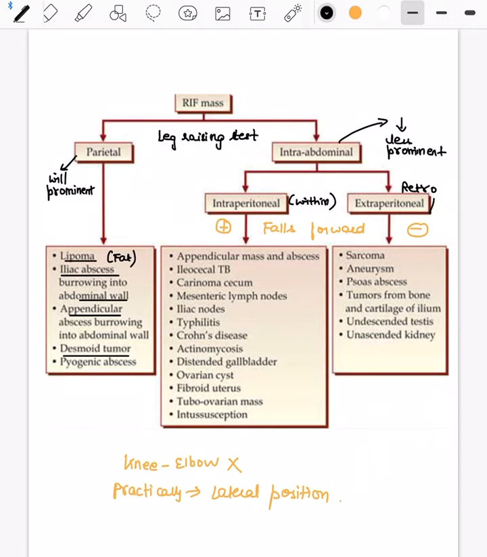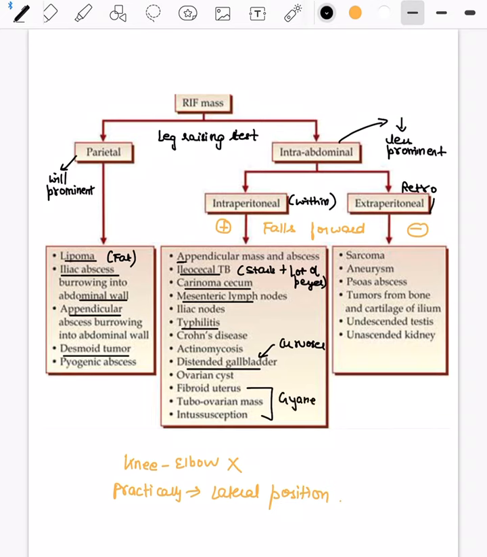Coming now to the intraperitoneal causes, those that lie within the peritoneum. It can be an appendicular mass, the most common location, or ileocecal TB. Why ileocecal TB? The ileocecal region is the most common site because there is stasis plus a lot of Peyer's patches, so the ileum and cecum can both be involved. There can be mesenteric lymph nodes. Carcinoma of the cecum is one of the most common causes. Typhoid ulcers can happen. If it is a distended gallbladder, which law does it fit? It fits Courvoisier's law. There may be other gynecological pathology that can cause it.